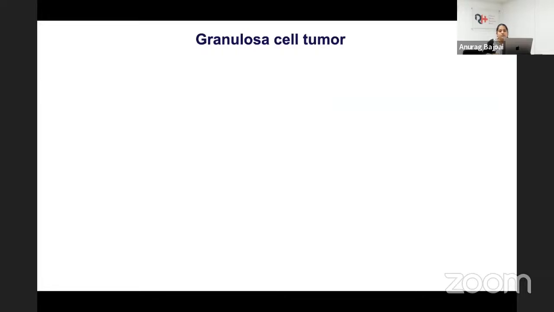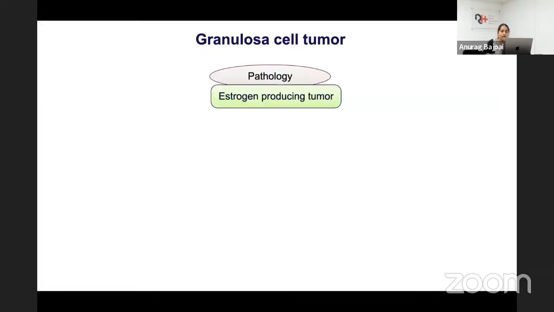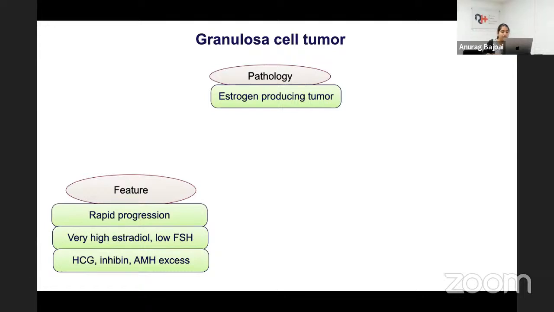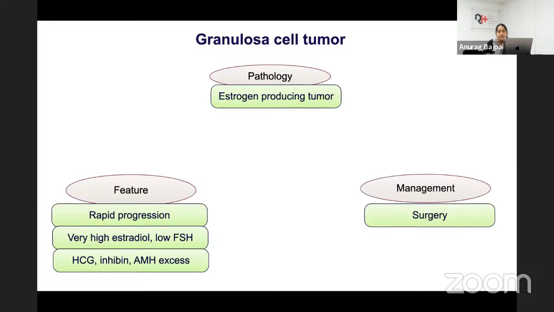Coming to the granulosa cell tumor, it is a rare cause, and it is an estrogen producing tumor. They have a very rapid progression, a very high estradiol level and low FSH level, and they have high HCG, inhibin, and AMH levels. The management is generally surgery in these cases, and we have to monitor the patient after surgery.